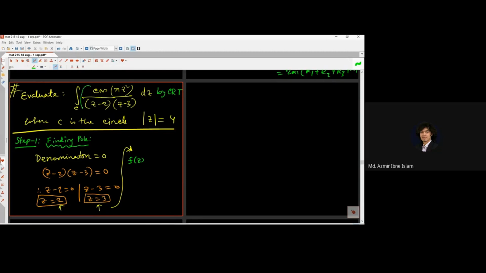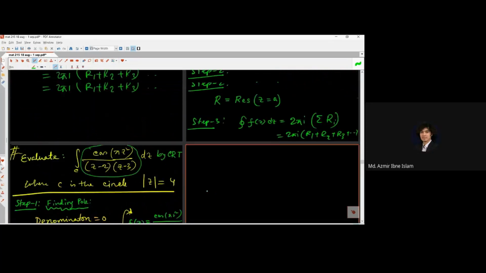So we can leave a comment here, that is the function f of z. Remember, the inside part is f of z. Okay, f of z equal to cosine pi z squared by (z negative 2)(z negative 3). So f of z has 2 poles, z equal to 2 and z equal to 3, both of order 1. Is that okay? Have you understood the comment? Yes, sir. Okay, so up to now, we have found the poles.